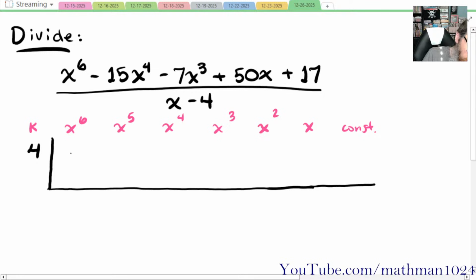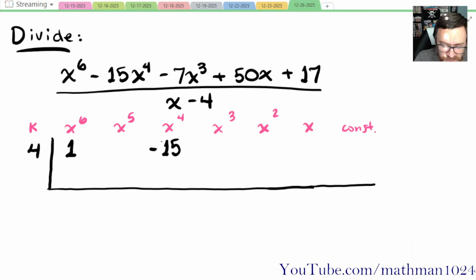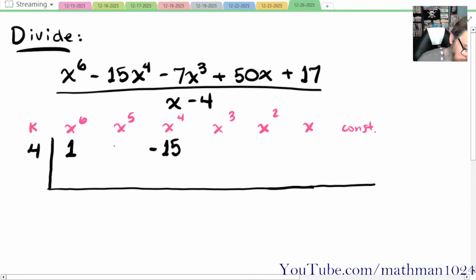I have 1x to the 6th. Then I have minus 15x to the 4th. So that minus 15 goes under x to the 4th. This is why I want you to put your headings there so you put the coefficients in the right spot. You might say, well, what about the x to the 5th? Can I just erase that? No. We don't see x to the 5th here, which means it's understood to have a coefficient of 0. And that is important. It's like a placeholder in a number.